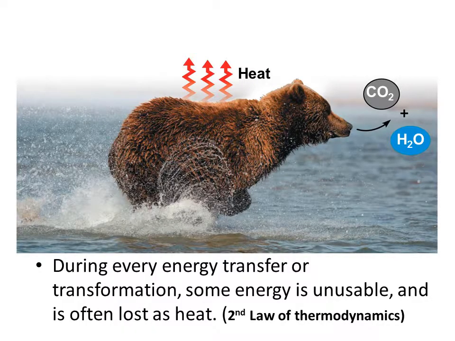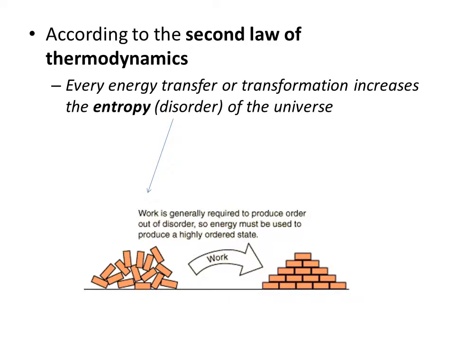During every energy transfer or transformation, some energy is unusable and is lost as heat. This losing of energy is referred to as the second law of thermodynamics. So according to the second law of thermodynamics, every energy transformation increases disorder in the universe.